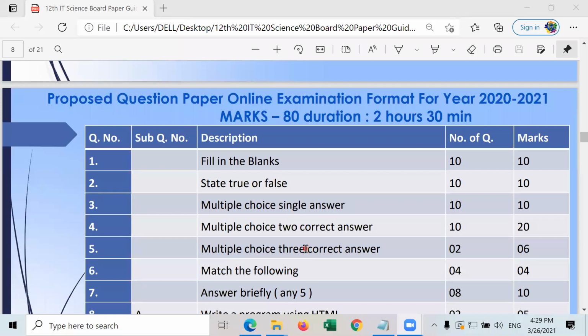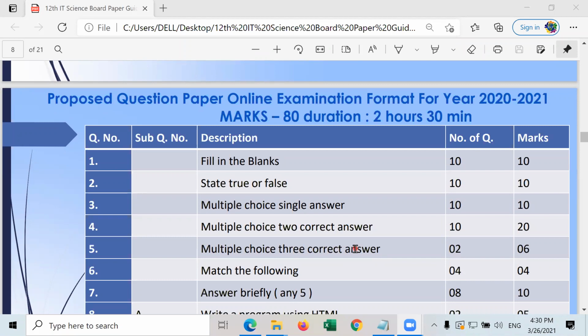So, if you select 3 correct answers, if all answers are correct, you will get 3 marks. If you select 2 correct answers, you will get 2 marks. If you select one correct answer, you will get 1 mark. So, imagine that you are given 5 options, A, B, C, D, E.